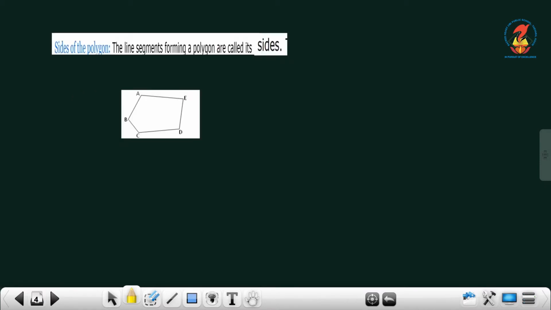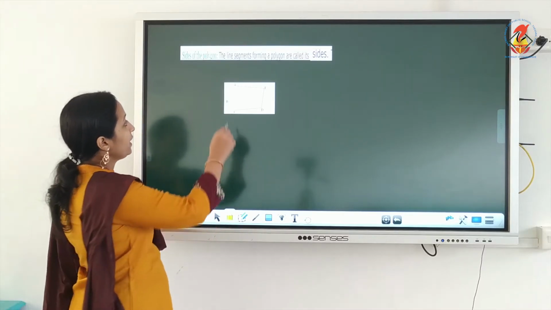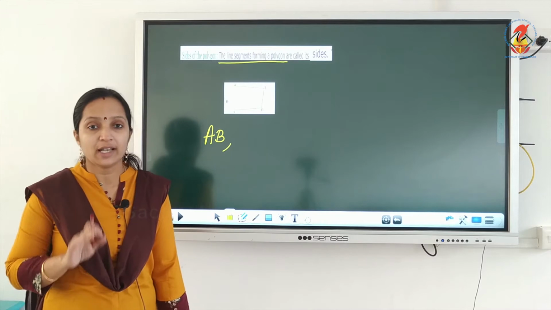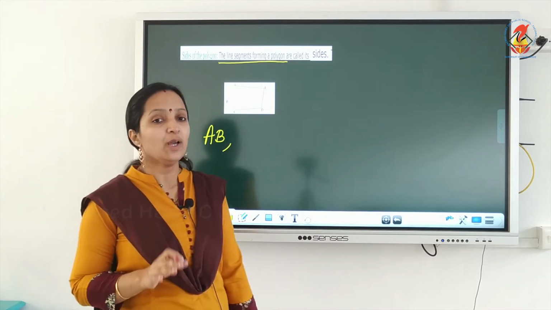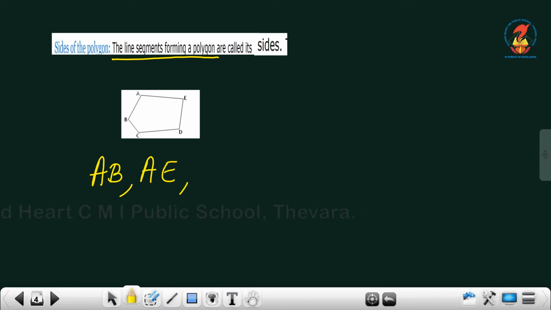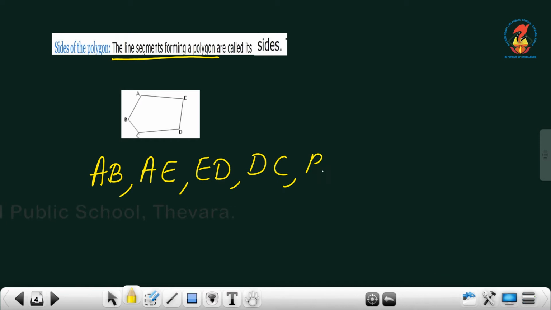Now, what are sides of the polygon? The line segments forming a polygon are called its sides. That means, look at this figure children. AB, we can see AB is a side here. AB is a line segment. The line segments are the sides of the polygon. So, which are the sides here? AB, AE, then ED, then DC and BC.